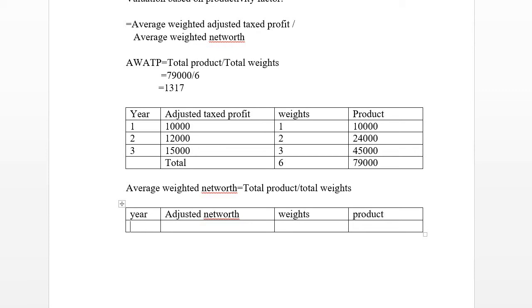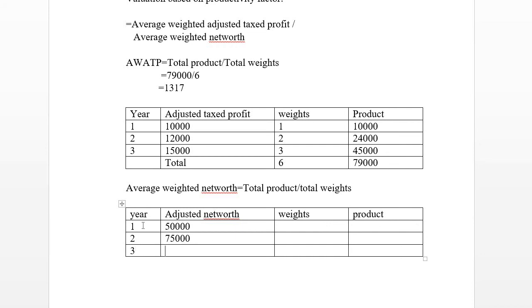Then here the years are available. First year, the adjusted net worth, assume that this is 50,000. Then for the second year, 75,000 is the adjusted net worth, then the third one is 80,000. Then for the weights, 80,000 is the highest amount, right? Therefore we shall give it the third weight. The next is again the second weight, then the first weight.